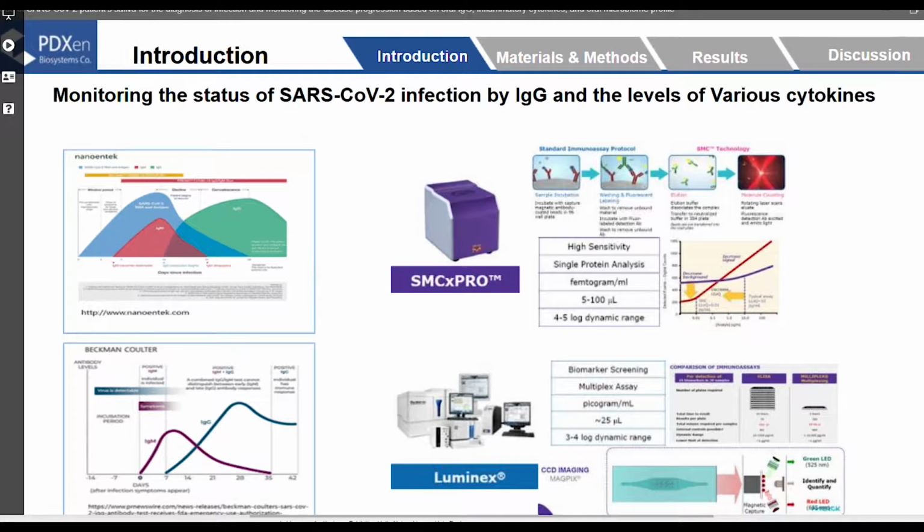For this idea, I chose the instruments SMC Pro and Luminex. Luminex means multiplexing, so we cannot pick out certain cytokines; we just used 37-plex to determine the COVID-19 relations.